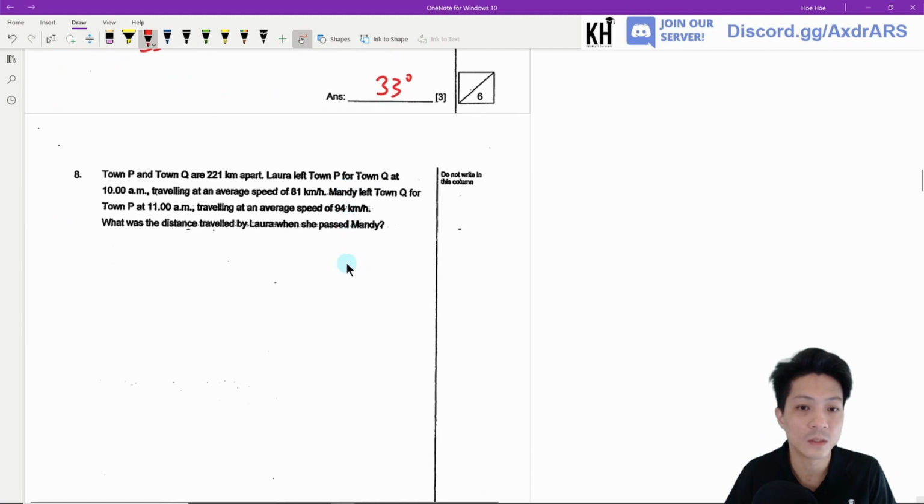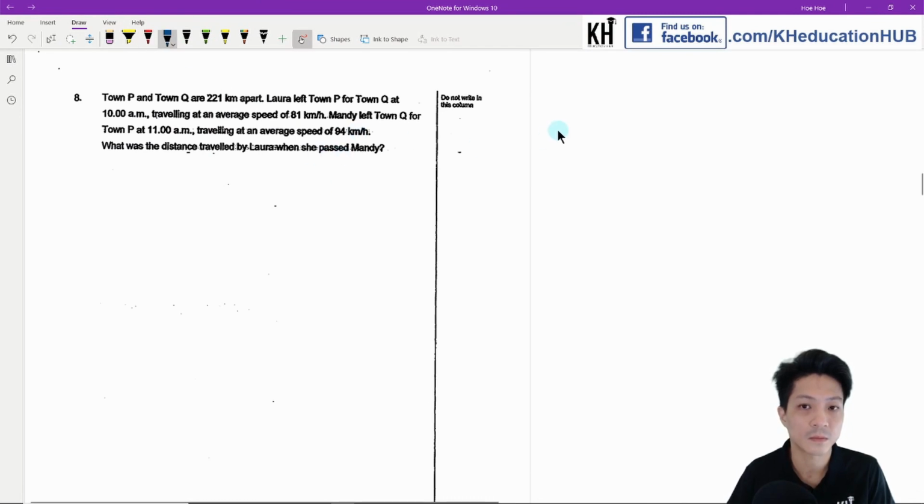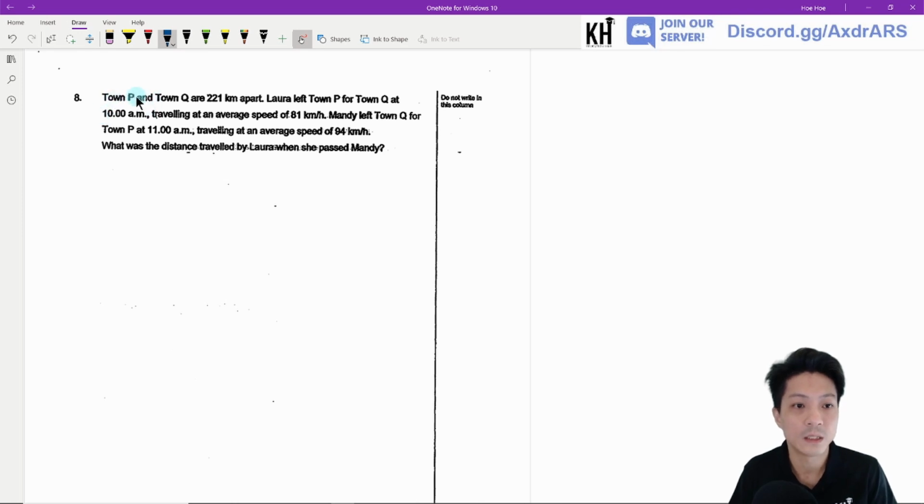Okay, let's move on to the next question. Question 8. Town P and Q are 221 km apart. Lauren left town P for town Q at 10 a.m., traveled at an average speed of 81 km per hour. Mandy left town Q for P, so they're traveling towards each other, at 11 a.m., traveling at an average speed of 94 km per hour. What was the distance traveled by Laura when she passed Mandy?